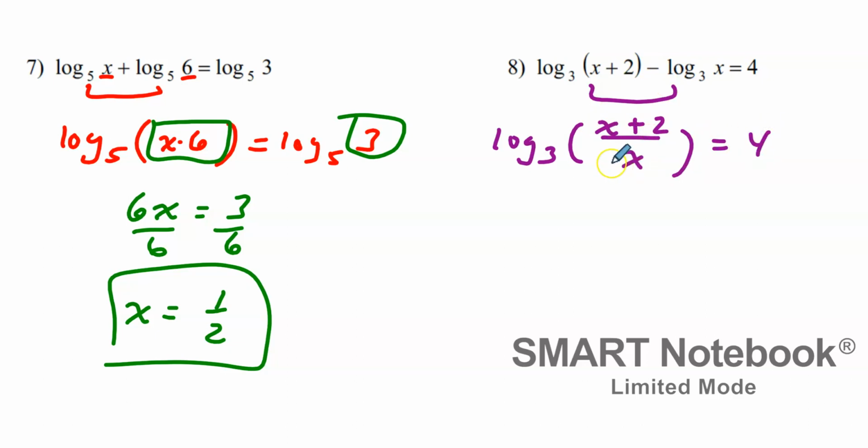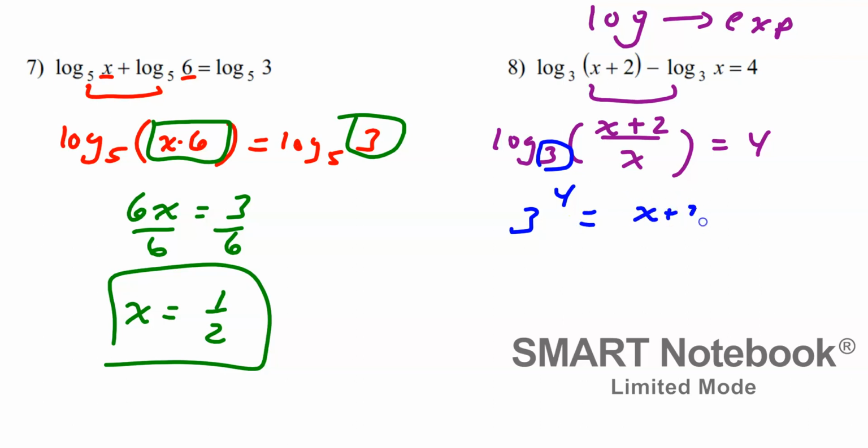Now this time we can't set something equal to something right away because we do not have logs on both sides. So instead what we need to think about is that we need to change this log to an exponential equation because again we don't have log base 3 on both sides. The base of this log is 3, the exponent is 4, and that is going to equal x plus 2 over x. 3 to the 4th is really 81, so this is really 81 over 1 equals x plus 2 over x.